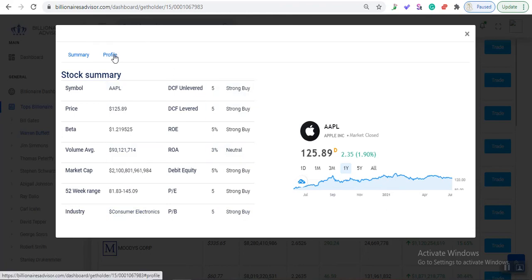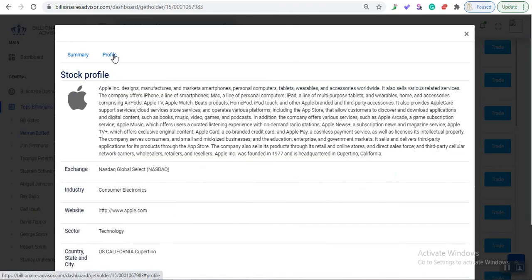Now, profile. Profile of the company will explain who Apple is, okay? Which sector they belong in, all right?